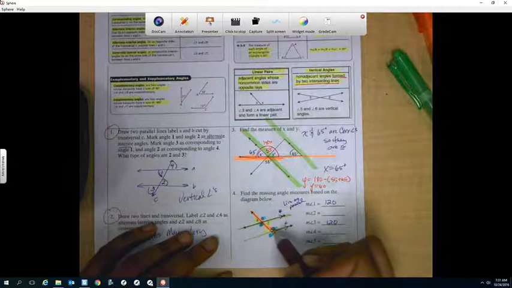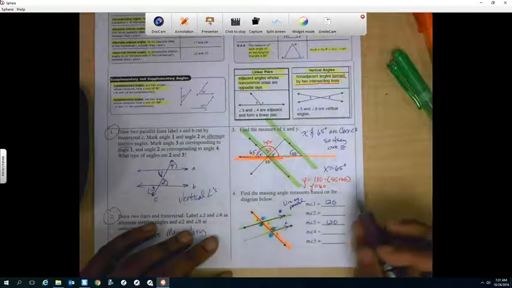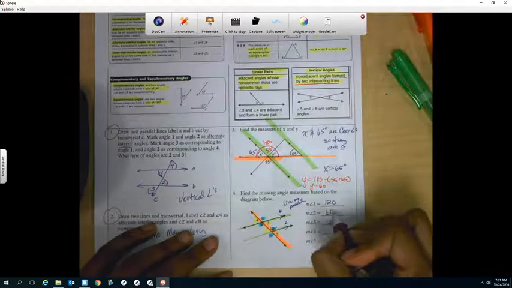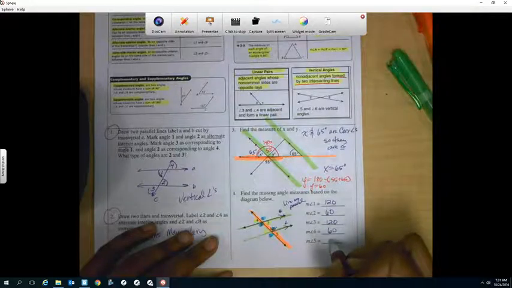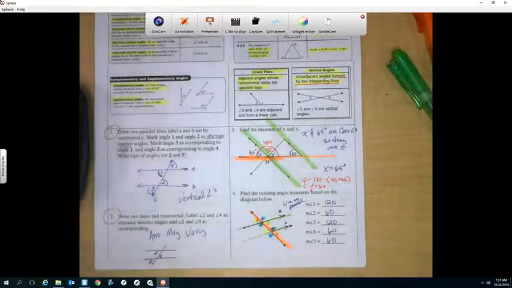So if I have 120, angle 2 would be 60. Who is also yellow? That's 4. And that is 5. And we're done. So that takes care of 1 through 4.